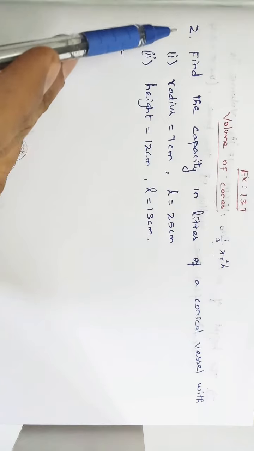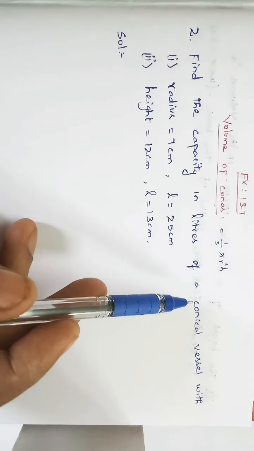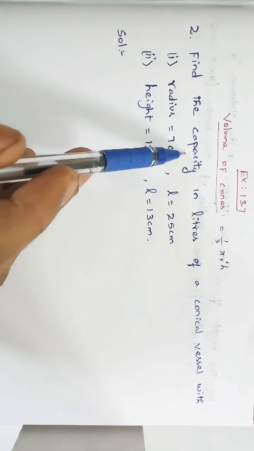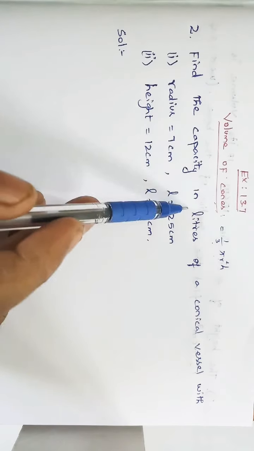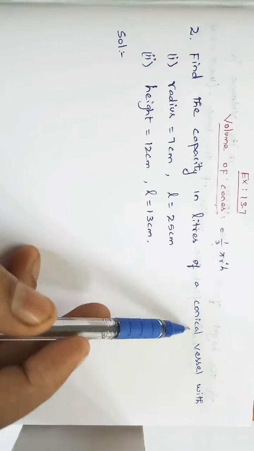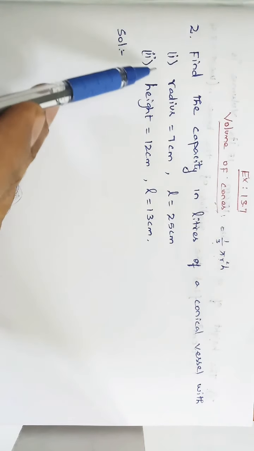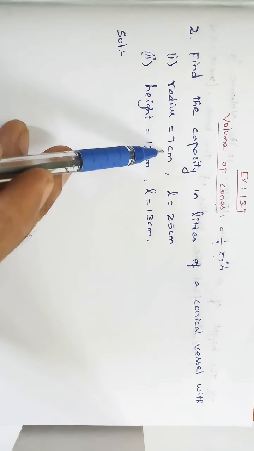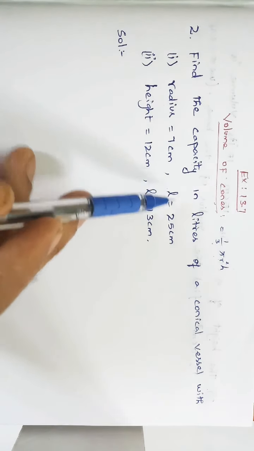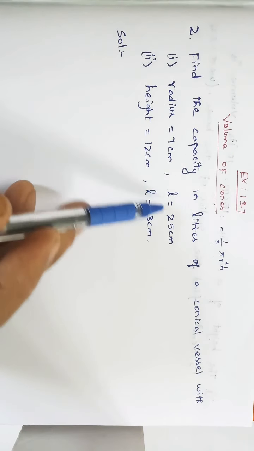Okay, come to sum number 2. Find the capacity in liters of a conical vessel. What is meant by capacity? Volume, right? What is a conical vessel? Conical is nothing but cone, right? Conical vessel with, we are having two subdivisions. The first subdivision is radius 7 centimeter and L. What is L in cone? L is nothing but the slant height of a cone, right?